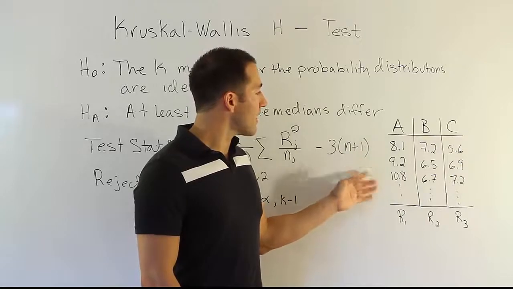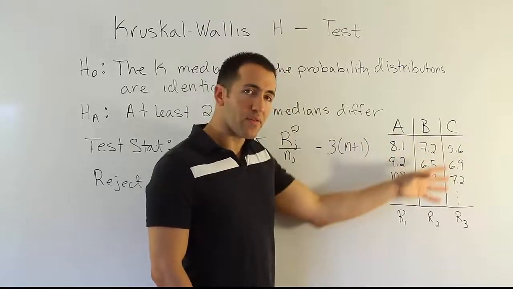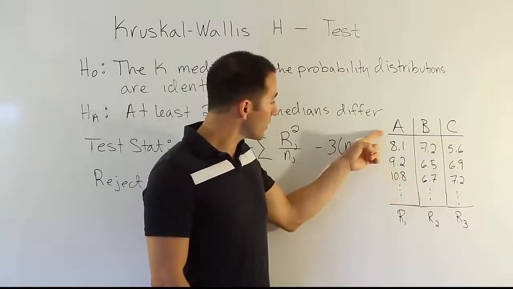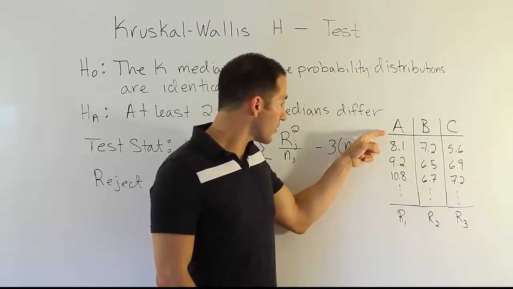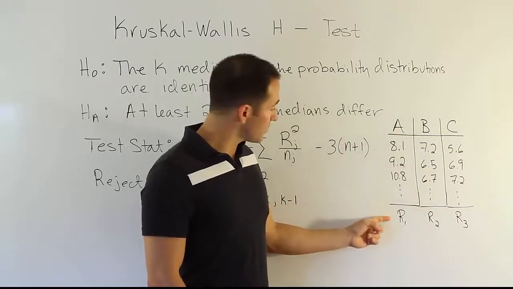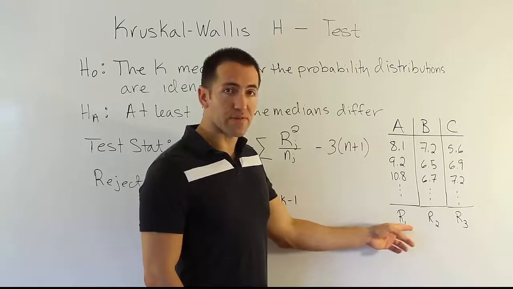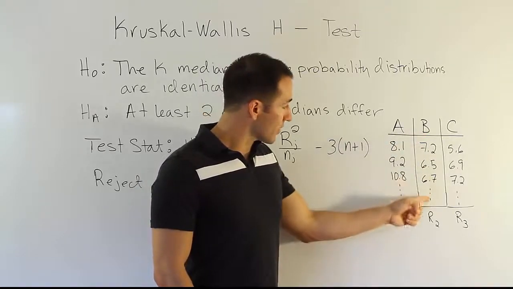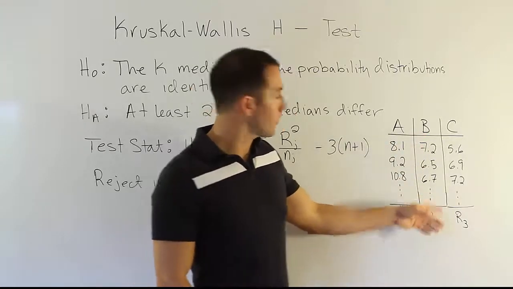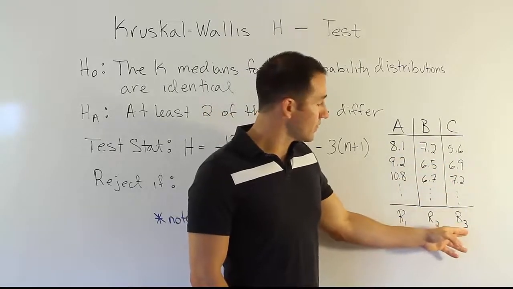And then when we're done, after applying all the ranks to all these numbers overall, then we're going to separate them again and just add up the rank totals for A, which would be the rank total 1, right? So the first rank total. Then we'd add up the ranks for B, so it would be rank total 2, and then add up the ranks for C, rank total 3.